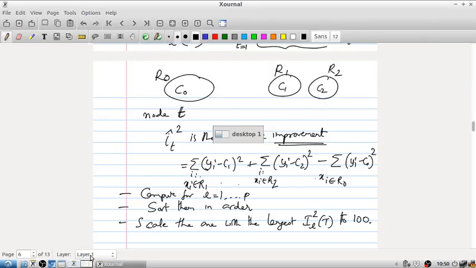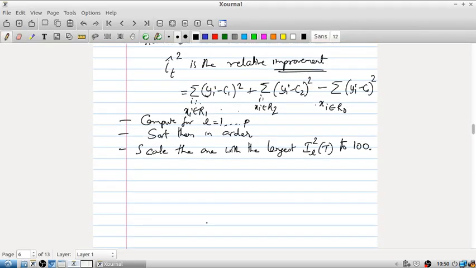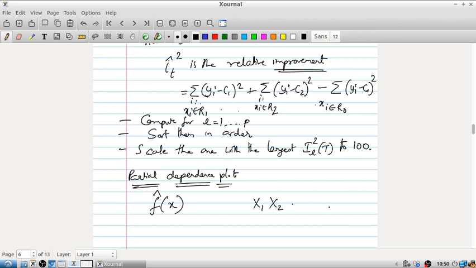Okay, so the partial dependence plot, the next one, is a technique not specific to random forests. It's just trying to understand: I have a predictor f hat of x, and I want to know how it depends on just, let's say, variables x1 and x2 only. I have maybe x1 to xp. I want to understand how my prediction depends on x1 and x2. This is what I want to understand.